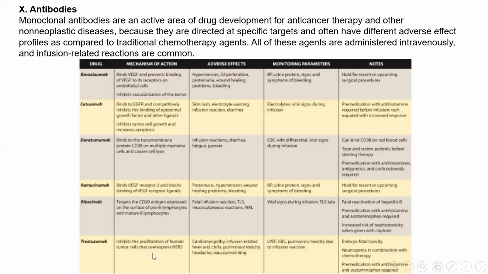Trastuzumab, this one works on a different target. This one also inhibits tumor proliferation and cancer cell overgrowth through targeting HER2, which is a receptor for the growth factor responsible for the epidermal growth. So it targets HER2 directly, and it binds to the receptor of epidermal growth factors. So this means that we have here the human epidermal growth factor receptor type 2. This is what this drug is targeting.